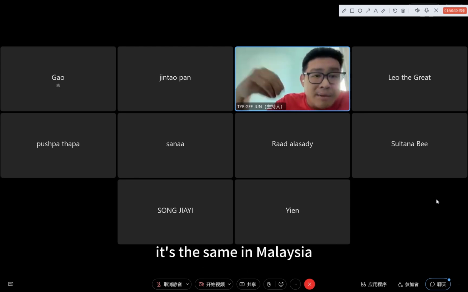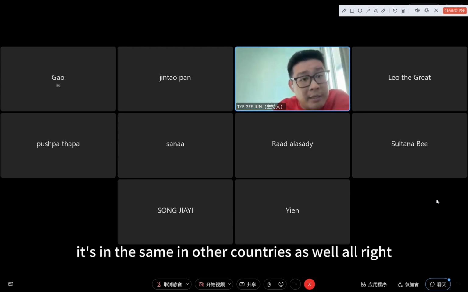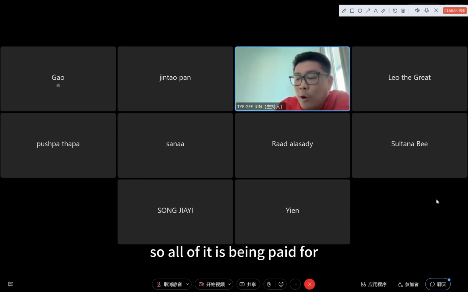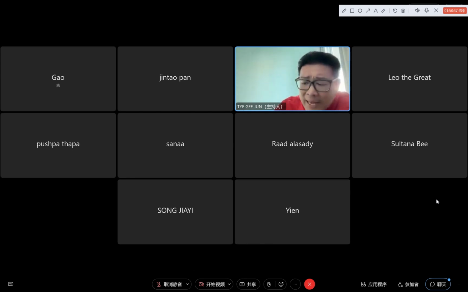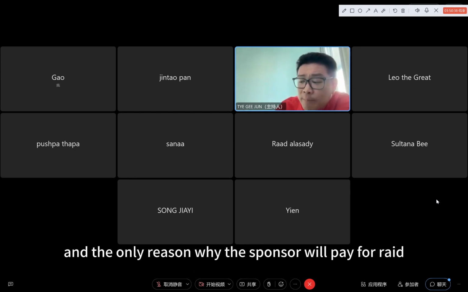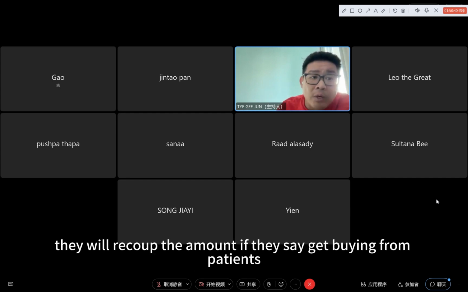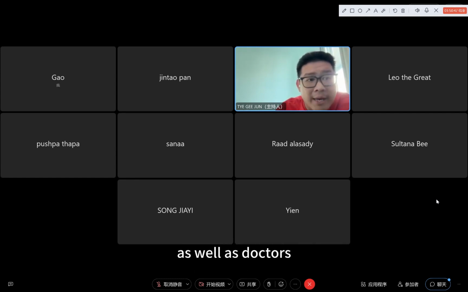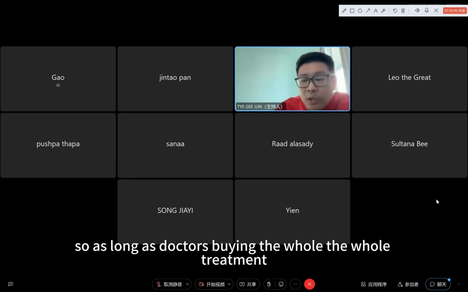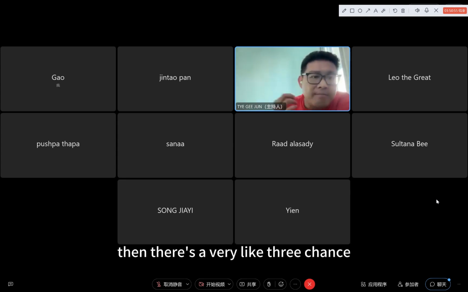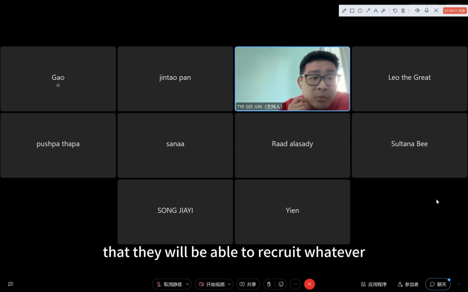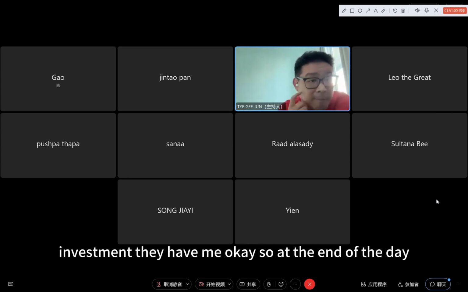Okay, it's the same in Malaysia. It's the same in other countries as well. So all of it is being paid for. And the only reason why the sponsor will pay for it is because they know they will recoup the amount if they get buy-in from patients as well as doctors. So as long as doctors buy into the whole treatment, there's a very likely chance that they will be able to recoup whatever investment they have made.